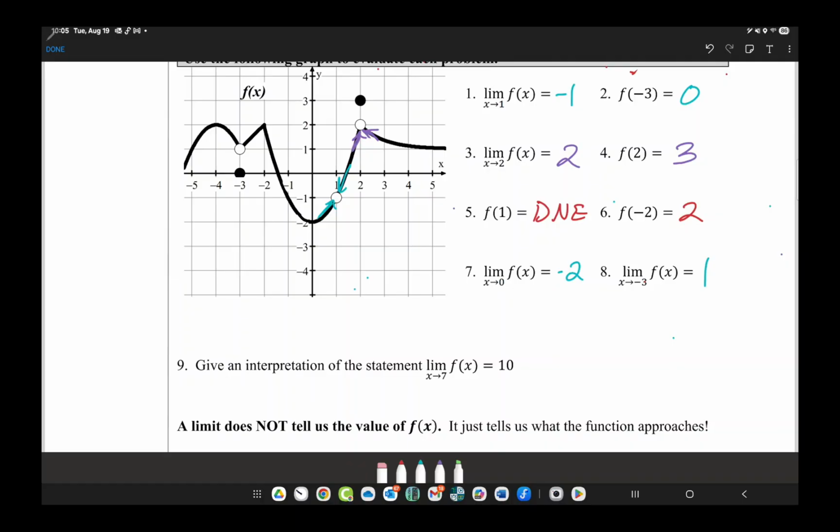Number 5. Because there's no closed dot anywhere on here, we don't have a value. We do for 2 and -3, even though they're not the same limit, but there's no closed dot anywhere on it. So it just doesn't exist.